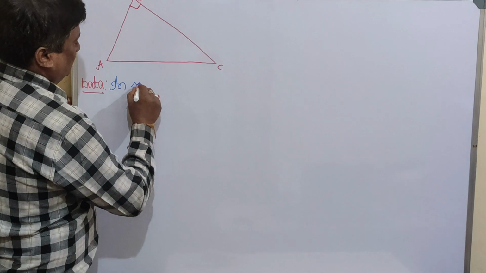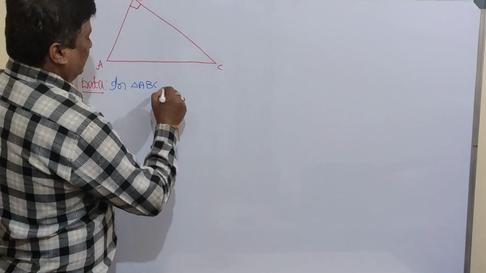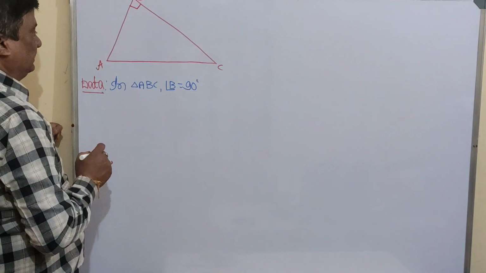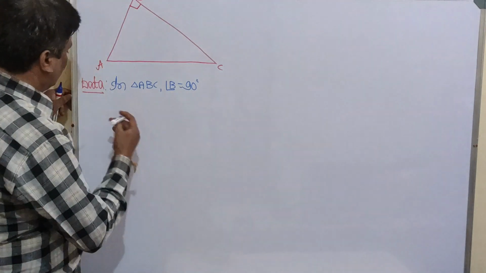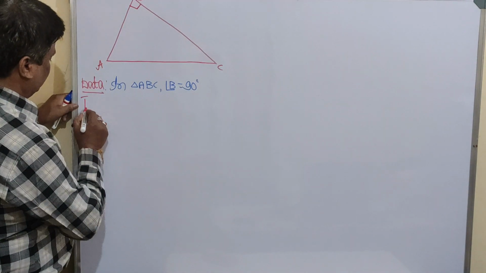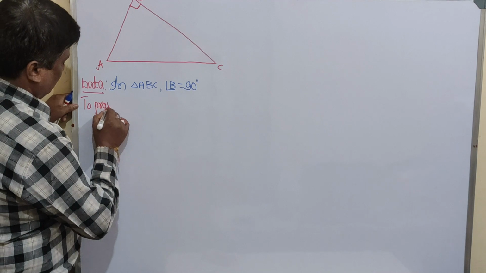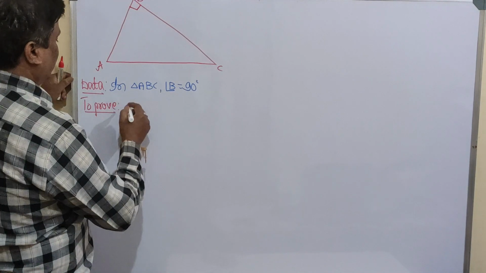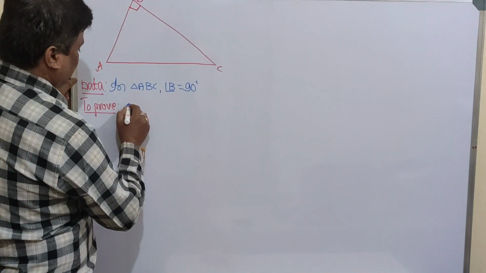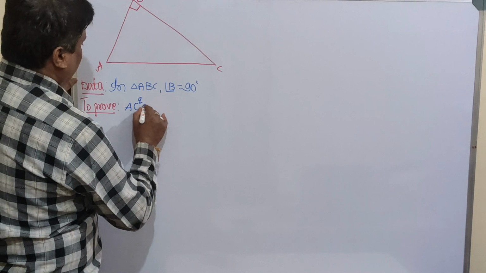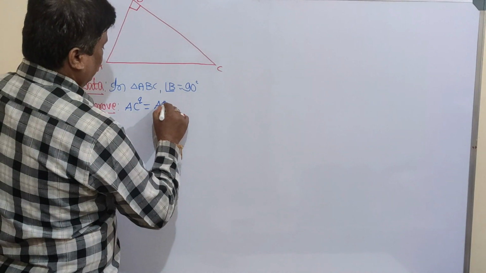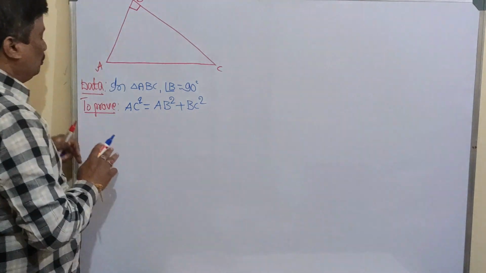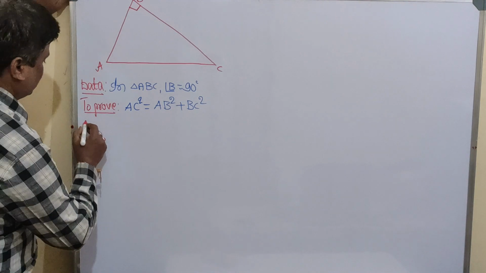Given: in triangle ABC, angle B is equal to 90 degrees. To prove: the square on the hypotenuse, that is AC square, is equal to AB square plus BC square. To prove this, we want to make a construction.